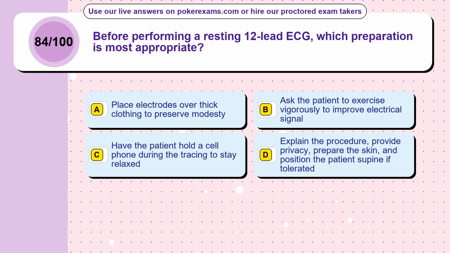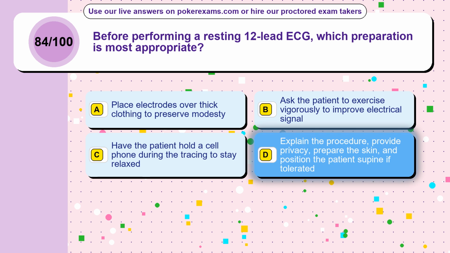Question 84. Before performing a resting 12-lead ECG, which preparation is most appropriate? Option A, place electrodes over thick clothing to preserve modesty. Option B, ask the patient to exercise vigorously to improve electrical signal. Option C, have the patient hold a cell phone during the tracing to stay relaxed. Option D, explain the procedure, provide privacy, prepare the skin, and position the patient supine if tolerated.